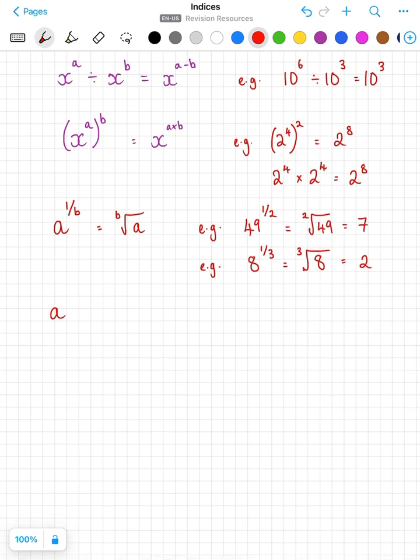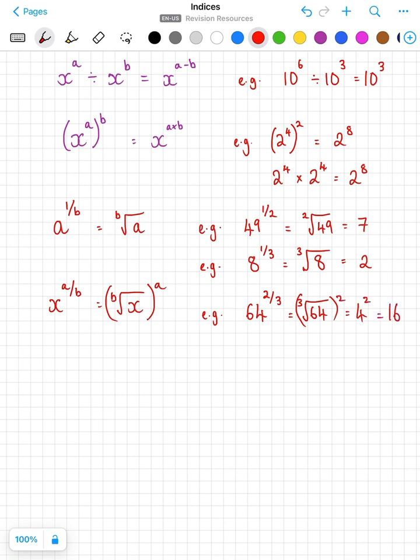Another fractional indice is when you have a numerator and a denominator. Let's not call that a because there's too many a's, so we'll call that x. So what we're doing here is we are still rooting whatever our denominator is, but you are then doing this to the power of the numerator. An example being 64 to the power of 2 over 3. So we are cube rooting 64, which is 4, and then we square that, which is 16.